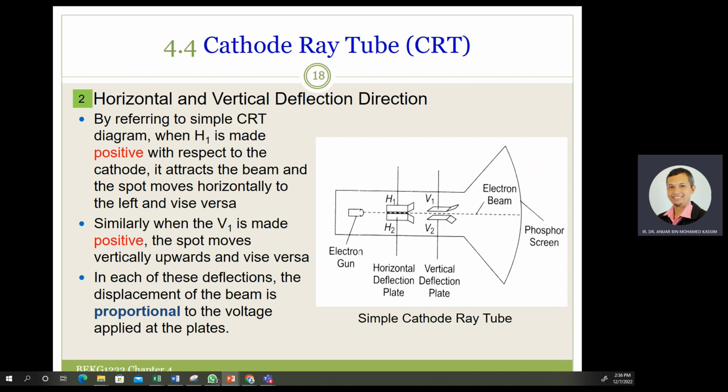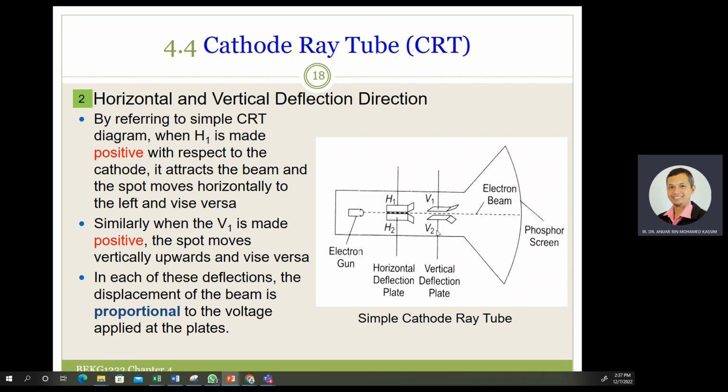As for the horizontal and vertical deflection direction, we can refer to the simple CRT here. I think we have already shown it in the previous video, where H1 is positive with respect to the cathode, and it attracts the beam and the spot moves horizontally to the left, and vice versa. Because H1 is on the left side, the positive will attract the negative electron to the left side. Similarly, if V1 is positive, the spot will move upwards, and vice versa.